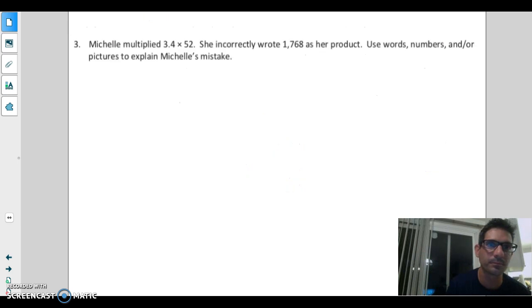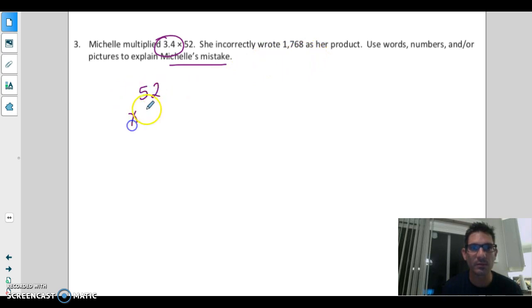Alright. Now Michelle multiplied 33 and 4/10 times 52. She incorrectly wrote 1,768 as her product. Use words, numbers, and/or pictures to explain Michelle's mistake. Well, the way I look at it, this is 3 and 4/10. This answer is supposed to be in the tenths spot. So let's show Michelle where she went wrong.